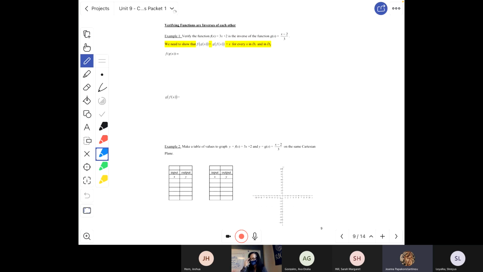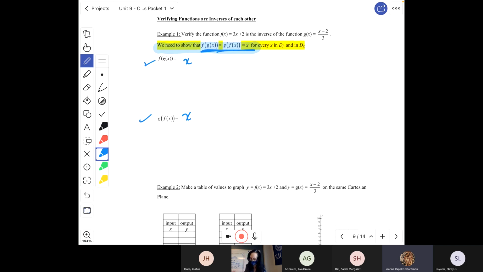So let's do an example. Let's say we want to verify f and g are inverses of each other. Again, I do not want you to just calculate the inverse of f, calculate the inverse of g, and see if you get the other function. I want you to state we need to show this. So we need to show each of these should equal x. If each of them equals x, they are inverses of each other. So let's go ahead and do that, okay?